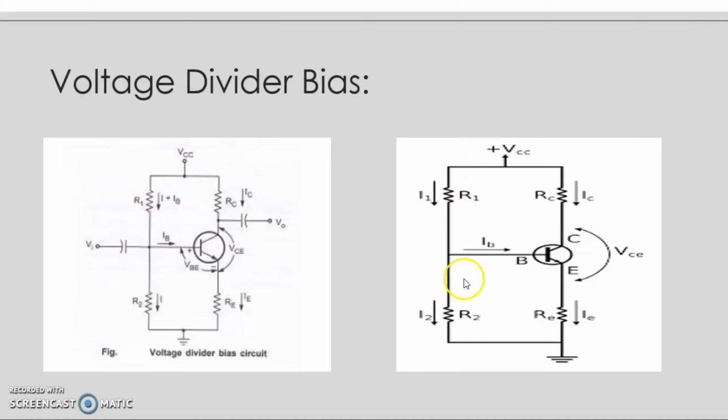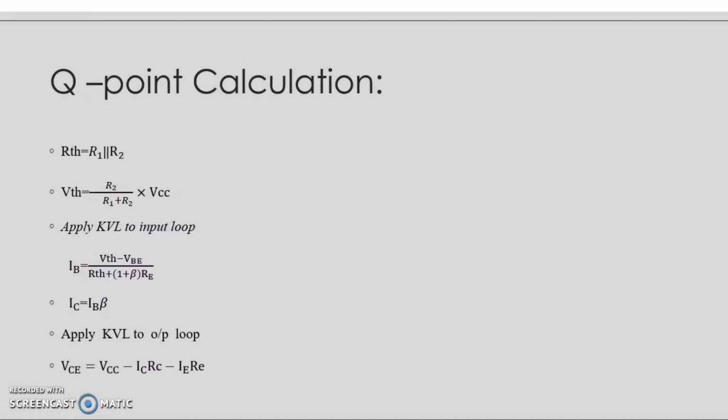Once VTH is calculated, you can apply KVL to the input loop, and you get VTH minus IB RTH minus VBE minus IE RE. Then you can substitute IE as 1 plus beta times IB, and you get the IB equation. You can refer to the notes attached in the link for a better idea. I'm just giving a shortcut idea over here of how we are calculating. Then we can apply KVL to the output loop: VCC minus IC RC minus VCE minus IE RE, and you will get VCE. In this way we calculate the Q point.